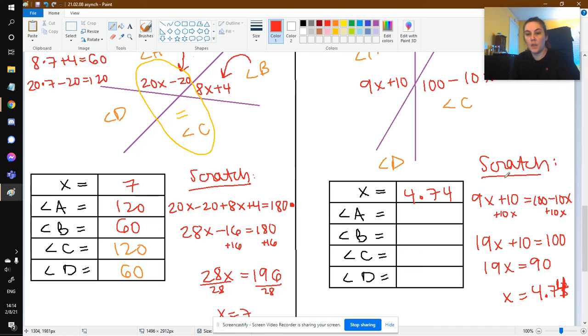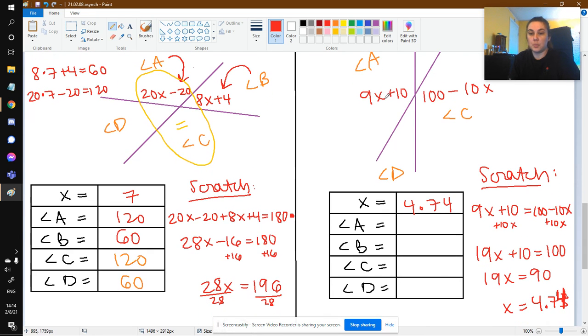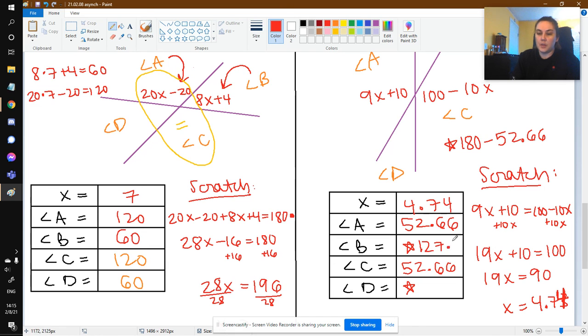Now to find A, I just plug this into our equations. We get 9 times 4.74 plus 10, which is 52.66. We could plug it in for part C, but honestly, it's going to be the same thing because they're vertical angles. And then to figure out B and D, we do 180 minus 52.66, and that's because of the linear pairs.